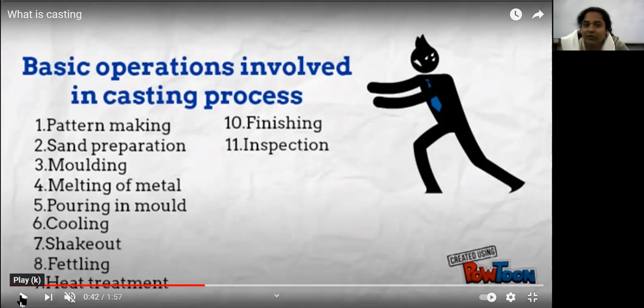In our lab, because you are first years, you will be learning only till mold making. Third years usually do pattern making, sand preparation, and molding. Mechanical third years will be doing pattern making, sand preparation, molding, melting of metals, pouring in mold, cooling, shakeout, fettling, heat treatment, finishing, and inspection. All 11 steps are involved for third year mechanical students. Because you are first years and you have to understand the basics, you will stick to three steps, that is mold making only. Okay.